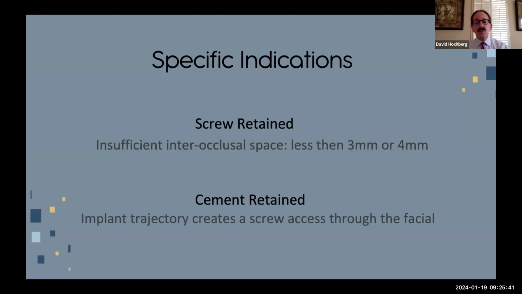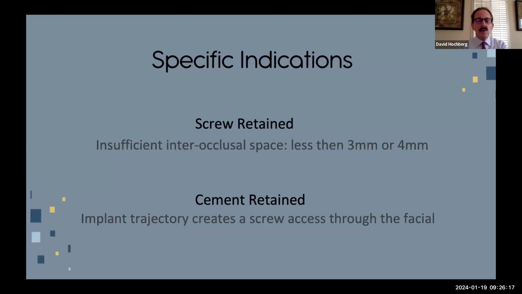If it's a cement retained restoration indication and the trajectory of the implant creates a screw access out of the facial of that crown, think number 8 or 9, you're not going to screw it to place. You're going to use an angled abutment, custom made, to design your crown to achieve your aesthetic finish line of a restoration that's beautiful. So when the angle of the implant necessitates a custom abutment, use it.